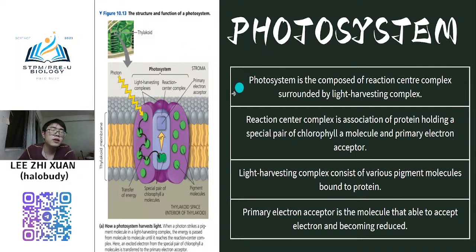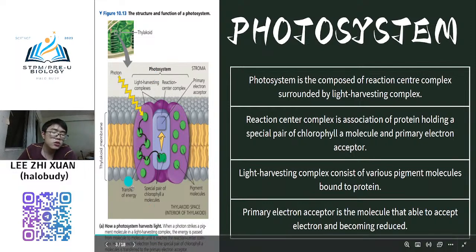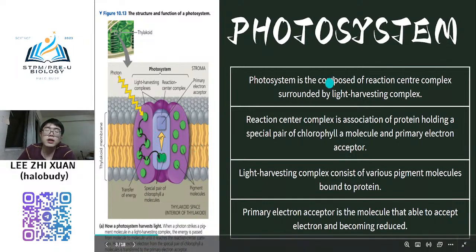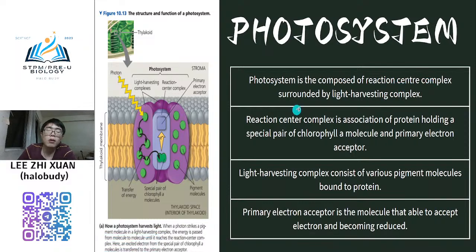In the light dependent reaction, we have one key structure that plays a role in this reaction. It is known as the photosystem. The structure of the photosystem looks like this. It is located at the thylakoid membrane. The outside is the stroma, and the inside is the interior of the thylakoid. So within the thylakoid membrane, we have this photosystem. It is a reaction center complex surrounded by light harvesting complexes, meaning there are many protein molecules we call the light harvesting complex and also the reaction center complex.